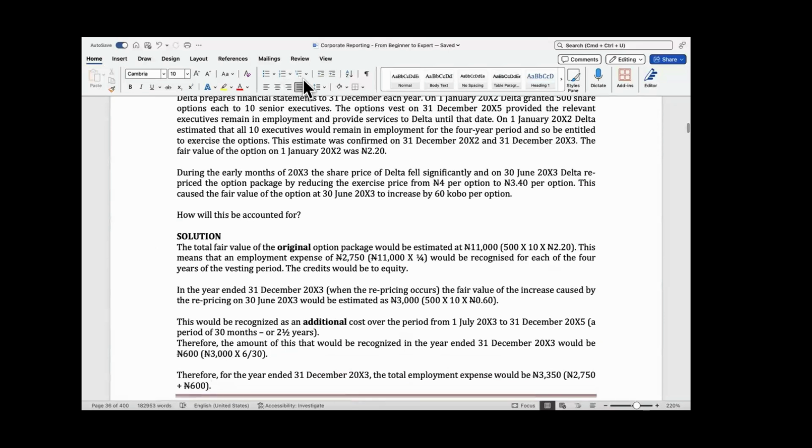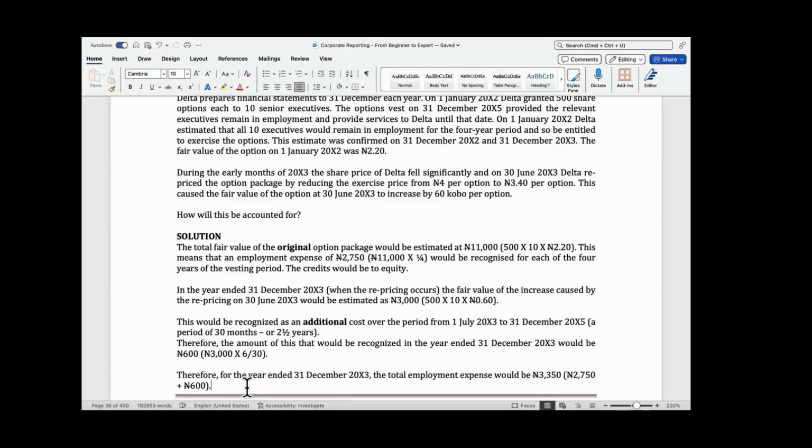Just to be sure that you are following, because you guys are quite quiet tonight. So let me ask you, how much will be recognized in 2004? What's the total staff cost that will be recognized in 2004? The additional cost based on the revaluation of the fair value will be 1,200 first.